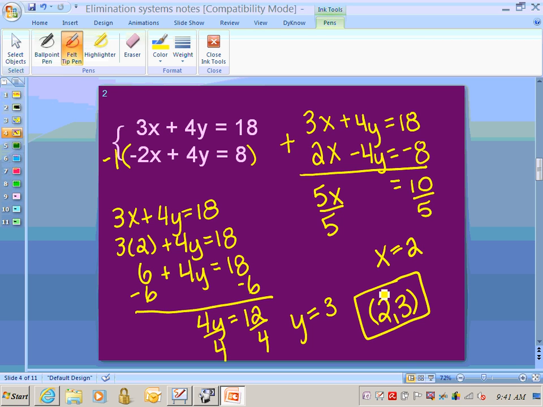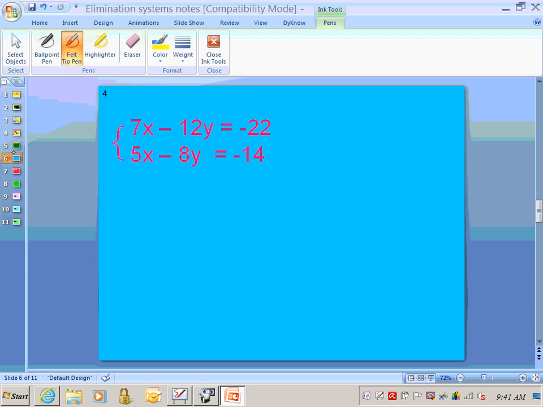Okay, let's skip 3 and go to 4. Okay, number 4. What's going on here? Can you just multiply by a negative and fix it? No, because you don't have the same number, right? Your x's, you have a 7 and a 5. Your y's, you have a 12 and an 8. So any ideas here?